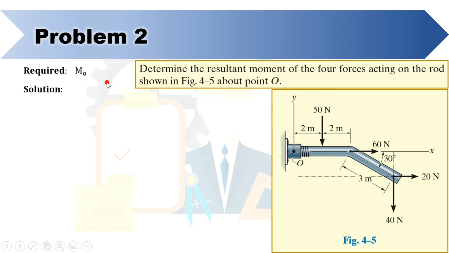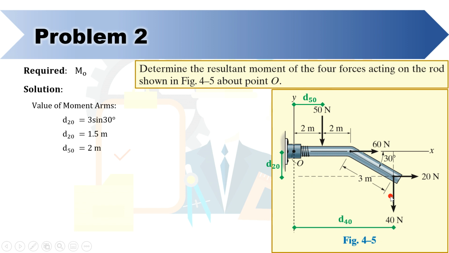Since we need the moment arm of each force to compute the moment, let us first outline their values. Let's start with the moment arm of the 20 Newton force, denoted by D sub 20. By trigonometry, D sub 20 is equal to 3 meters times sine of 30 degrees, which is equal to 1.5 meters. Next, for the moment arm of the 50 Newton force, let's denote it by D sub 50, which is just equal to 2 meters. Then, for the moment arm of the 40 Newton force, let's denote it by D sub 40.